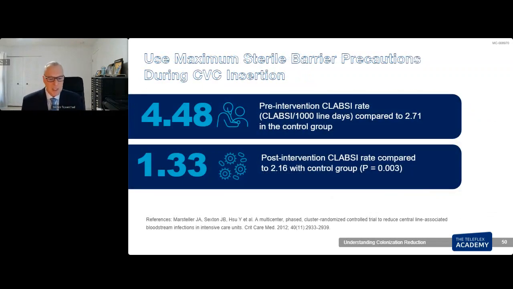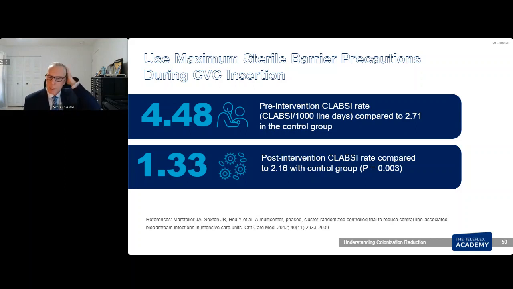Maximal barrier. The first communication about the effectiveness of maximal barrier was published by Raad, a US doctor, in 1994, 30 years ago. He reduced the rate of CLABSI by maximal barrier use: the mask, the cap, the sterile gown, the sterile gloves, the sterile drape surrounding the insertion site, and he reduced the infection.